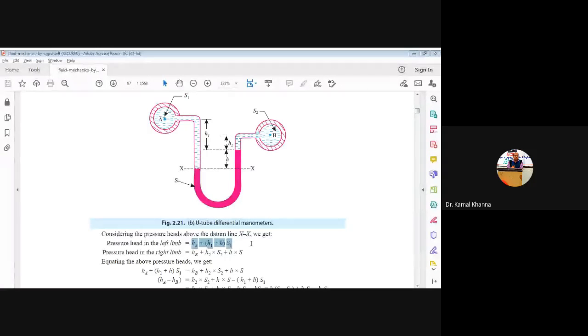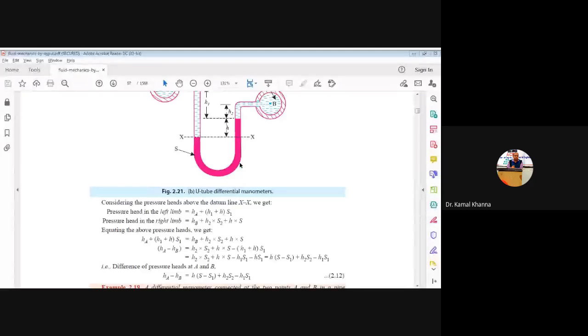Similarly, in calculating the pressure head in the right limb, we have HB into S2. Why have we not used S1 here? Because two different liquids are being used at points A and B, so there will be a different specific gravity for each liquid. So it is (HB plus H2) into S2 plus H into S. S is the specific gravity of the reference liquid we have assumed, and S2 is the specific gravity of the oil we have assumed here. For the equilibrium state, we have to equate the pressure head in the left limb and the right limb, and equating both, we get (HA plus H1 plus H) into S1 equal to HB plus H2 into S2 plus HS.